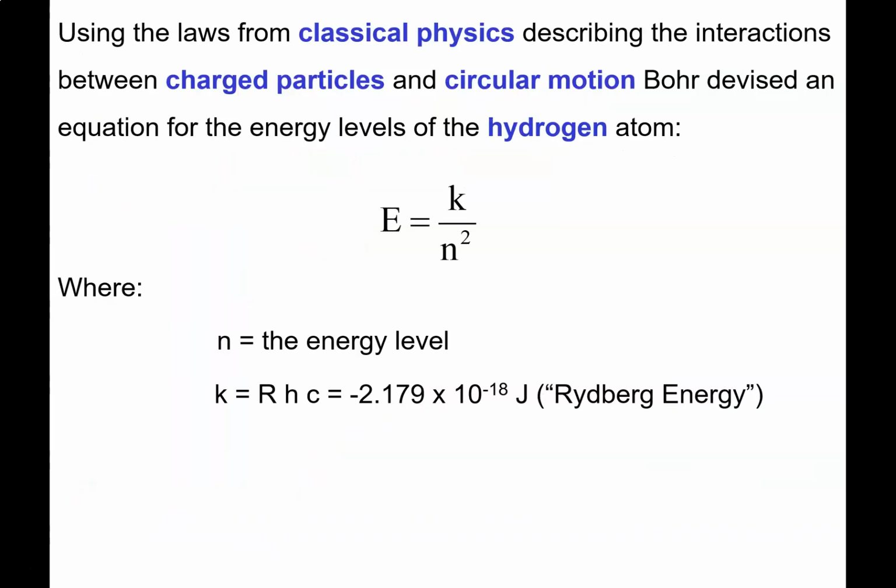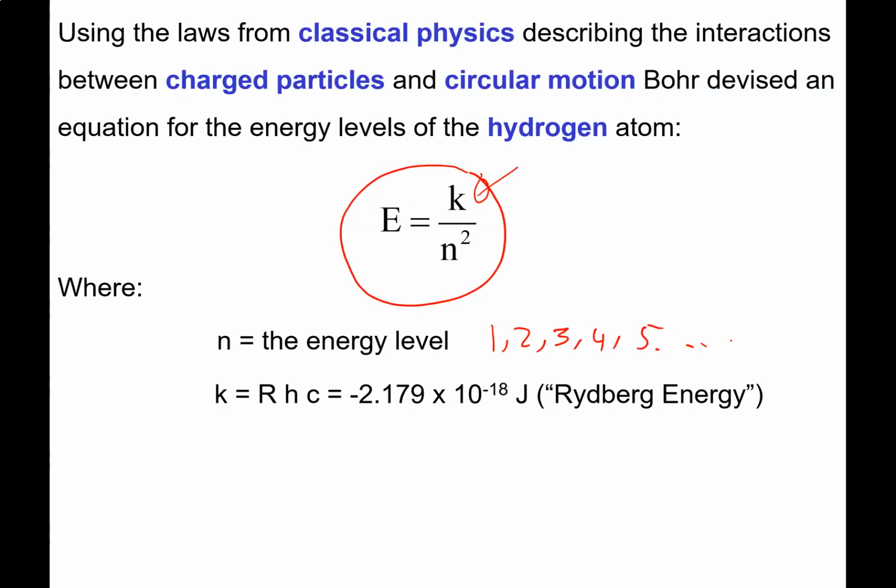So what Bohr did was he used the rules that are concerned with how charged particles interact with one another. That's called Coulomb's law, and then he used the laws that are associated with circular motion of particles, and he devised an equation that gives you the energy of one of these levels in the hydrogen atom. And here it is. It says that the energy of an electron in one of these energy levels in the hydrogen atom is simply equal to a constant, which is indicated with a little k here, divided by n squared, where n squared is the energy level, which is a whole positive number.